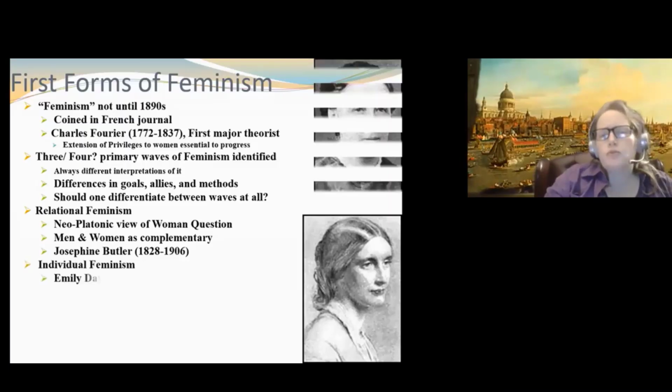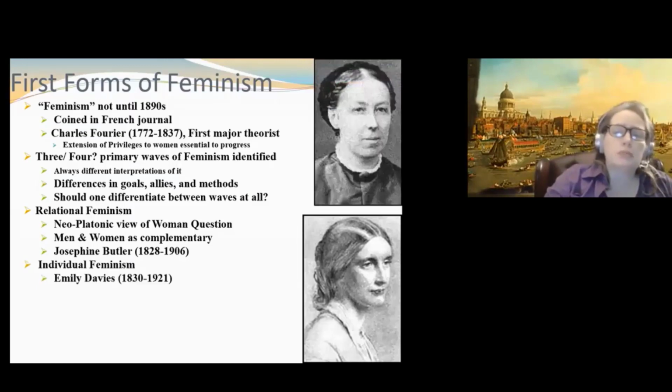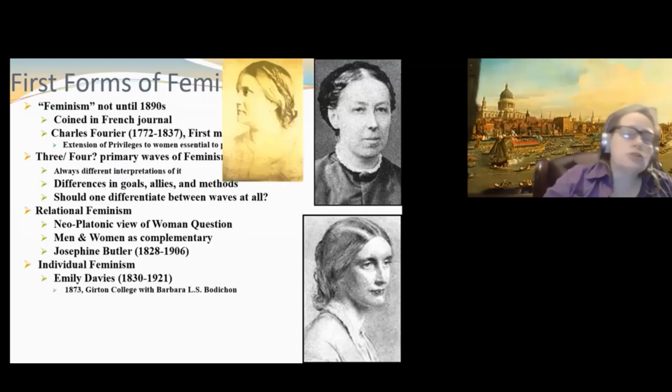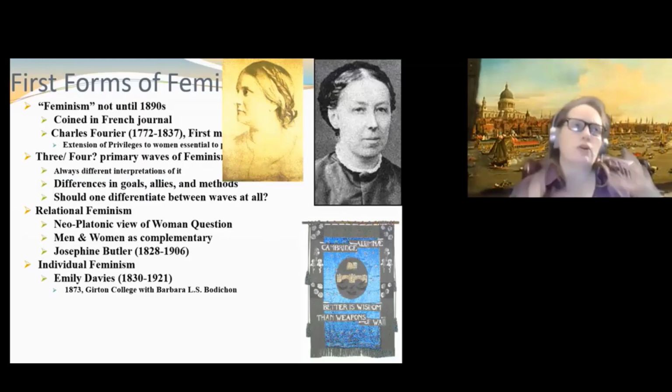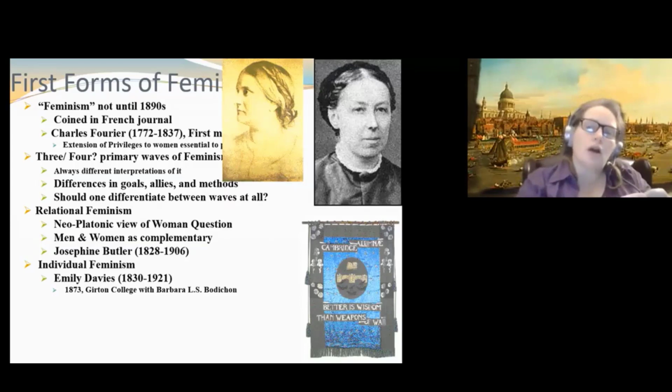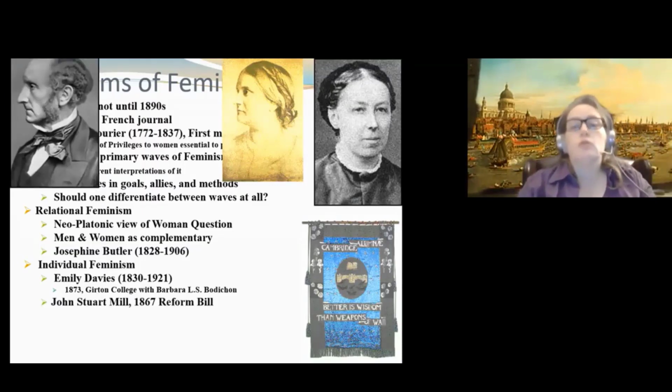You also get individual feminism, even in the 19th century, by women like Emily Davies, who knows and occasionally works with Josephine Butler. She's going to found Girton College with Barbara Bodichon, in Cambridge. And this is going to be a women's college for women. Now, individual feminism tends to argue that women are not only different from men, but also that they need to have a different experience, sometimes away from men, and so they need individual development. We see John Stuart Mill, who's going to advocate in 1867 for giving women the right to vote.